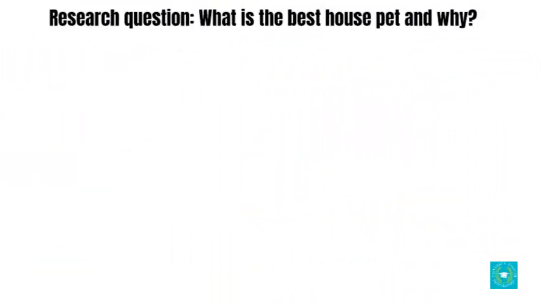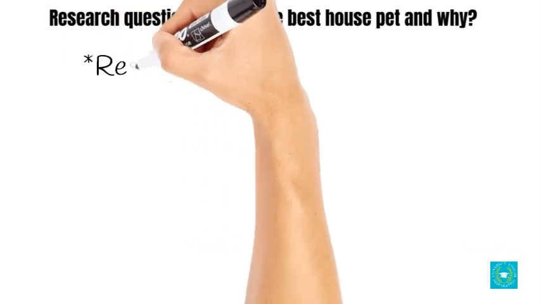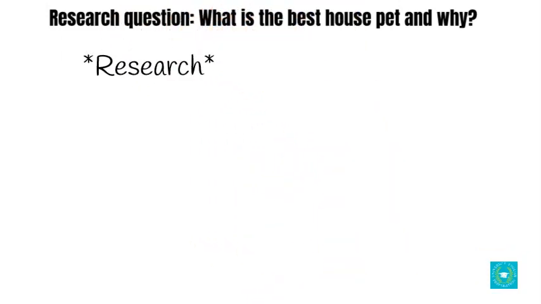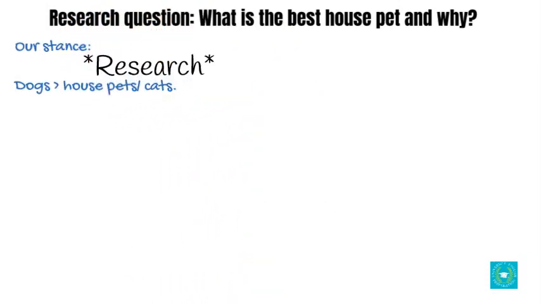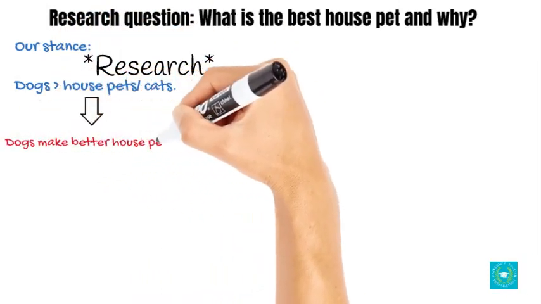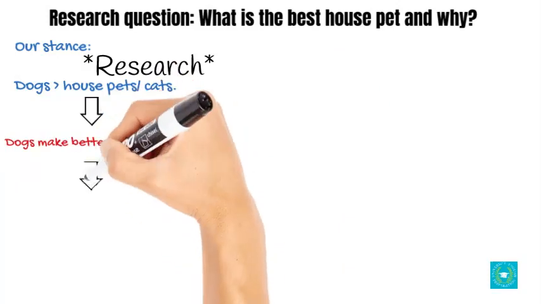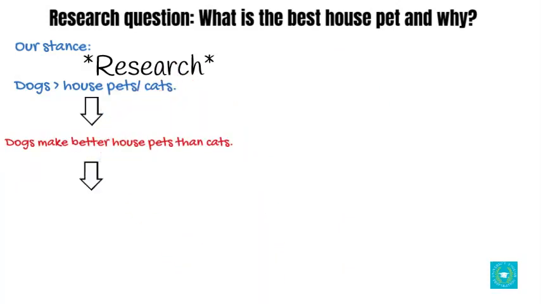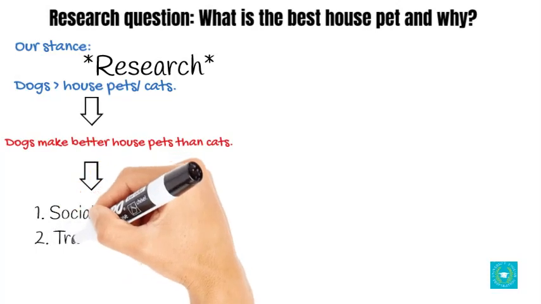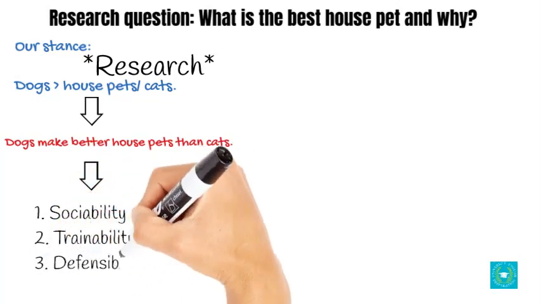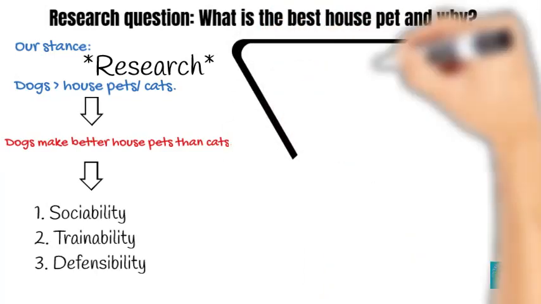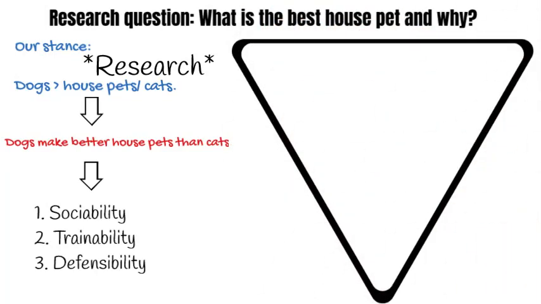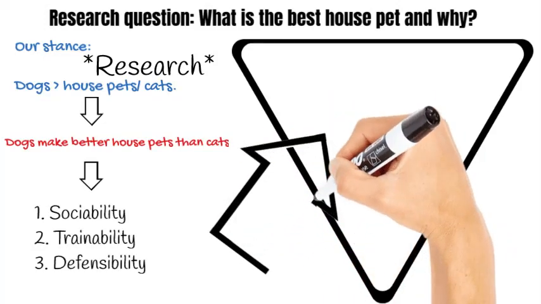If we take our sample research question, which is, what is the best house pet and why? Through our research, we decided to prove that dogs make better house pets than cats. Our first sentence could be a declarative statement like, dogs make better pets than cats. Our rule of 3 points to discuss are sociability, trainability, and defensibility. Our opening declarative statement in our funnel-style introduction could be something simple like, research has shown that dogs are considered better pets than cats for several reasons.